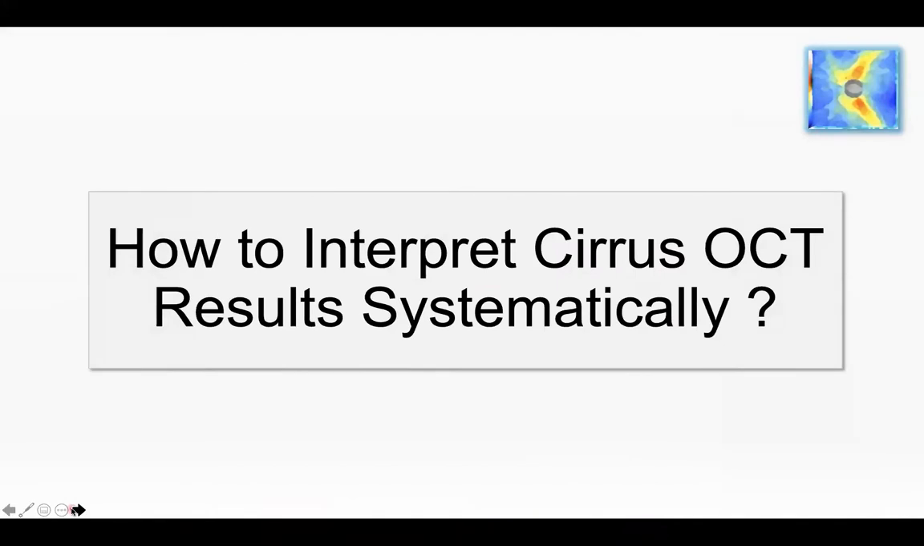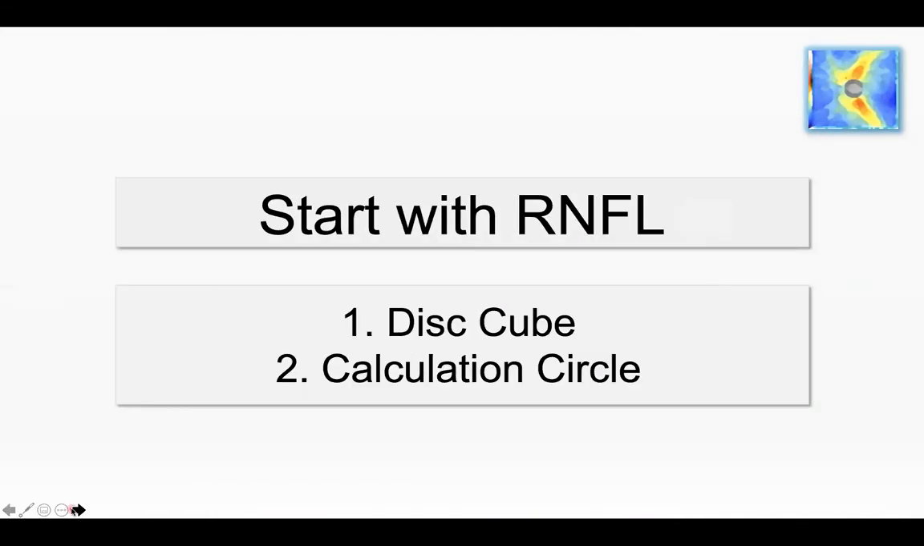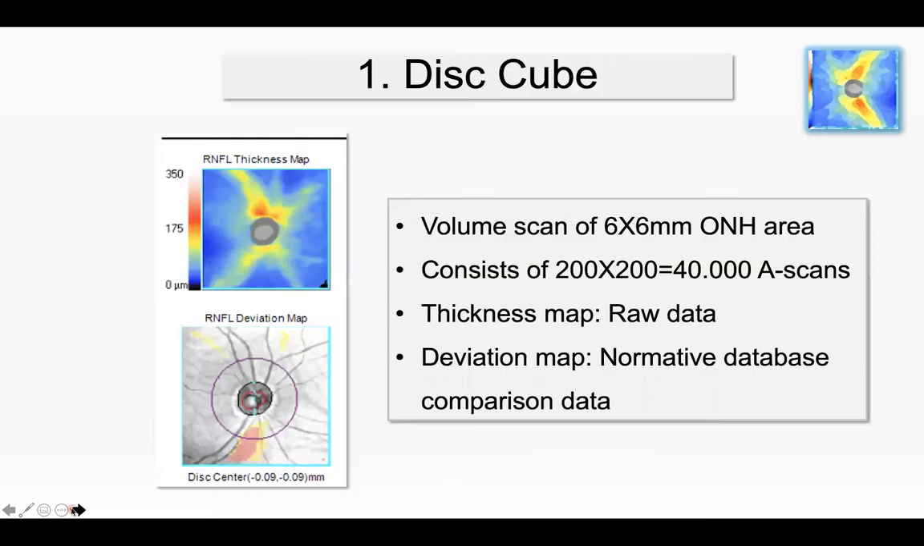So how to interpret Cirrus OCT results systematically? This is my own algorithm in my mind. I start with the RNFL data. For RNFL, the first strategy for Cirrus is to construct the 3D volume data of the RNFL around the optic nerve head. This volume scan is not available in all OCT devices. And if you are dealing with glaucoma, I think these volume scans are very important.